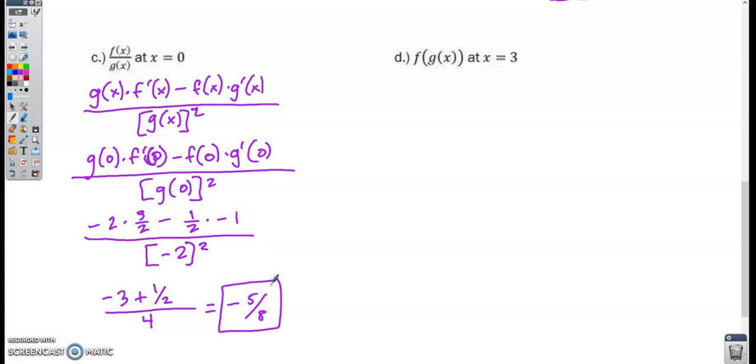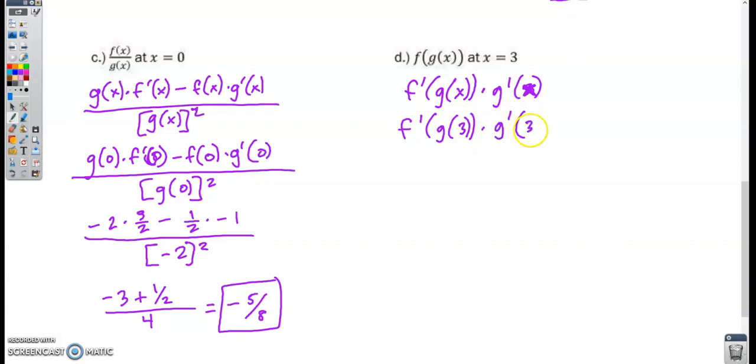Okay, and the last one, part D, f of g of x at x equals 3. So this is a composite function, so we're going to use the chain rule to take this derivative. So I take the derivative of the outside, leaving the inside the same, times the derivative of the inside. And so now we substitute 3 in there. It becomes f prime of g of 3 times g prime of 3.